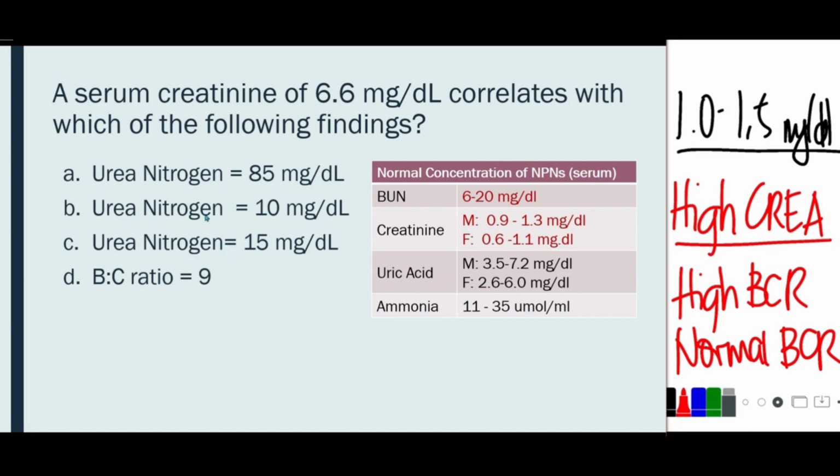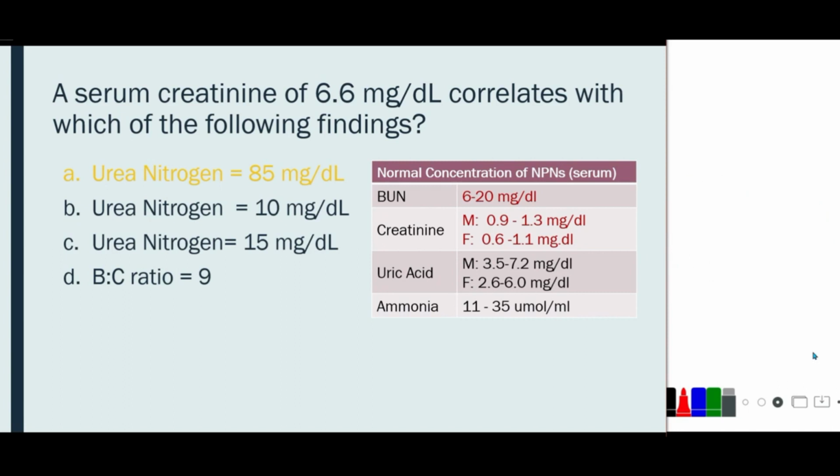What about letter B? Urea nitrogen is 10 milligrams per dL. That is still within the normal level of your BUN and it is not likely to be associated with high creatinine. So the best answer here would be letter A. The urea nitrogen is most likely 85 milligrams per dL. Now, let us identify, if the level of serum creatinine that is 6.6 milligrams per dL is associated with urea nitrogen that is 85 milligrams per dL, what would be the BCR? Would it be high or would it be normal?